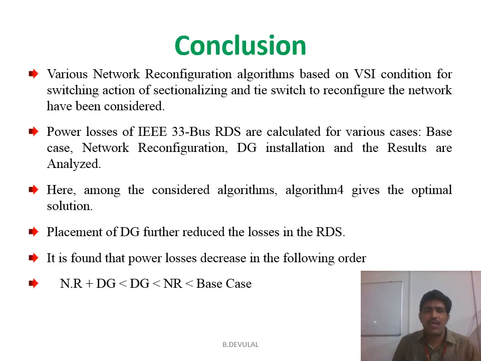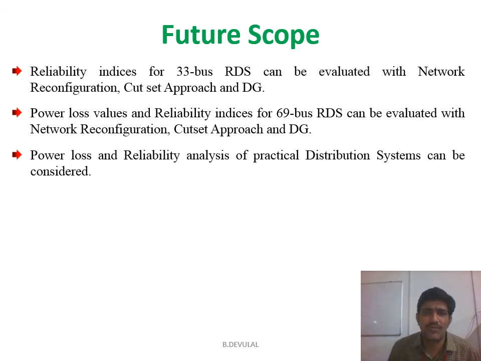So the conclusion is, I applied the load flow analysis first, then I applied the network reconfiguration, and I compared these values with the standard 33 kV bus system, and it gives better results. Among the considered algorithms, algorithm 4 gives the optimal solution. So placement of DG further reduces the distribution losses. In this case, the base case is high compared to the NR case and the DG case, and combining the NR and DG case, I got better results and reduced the power losses in the system.